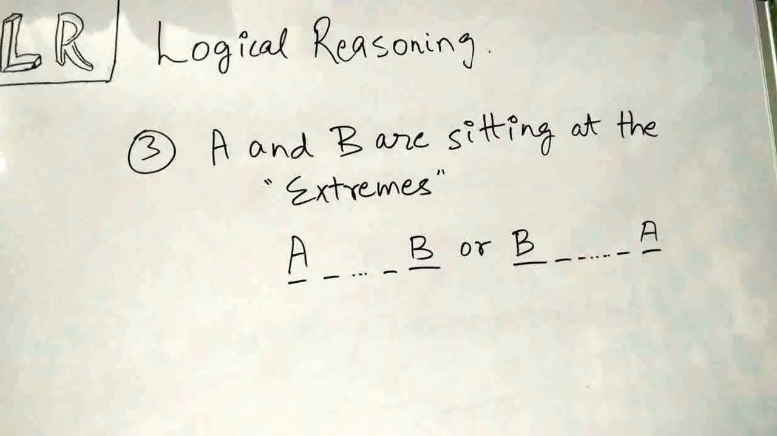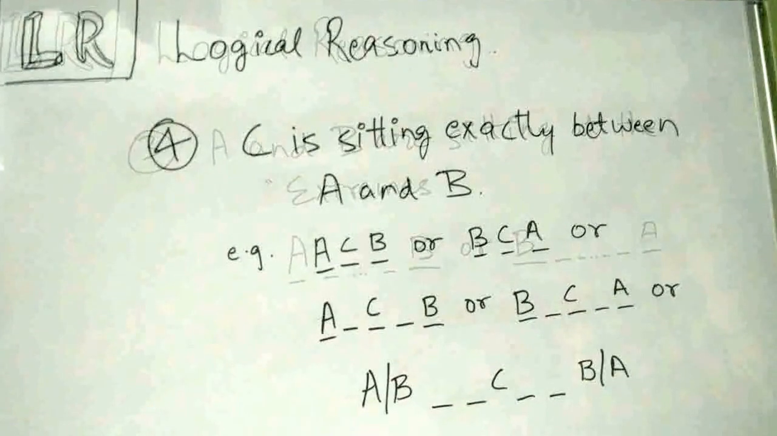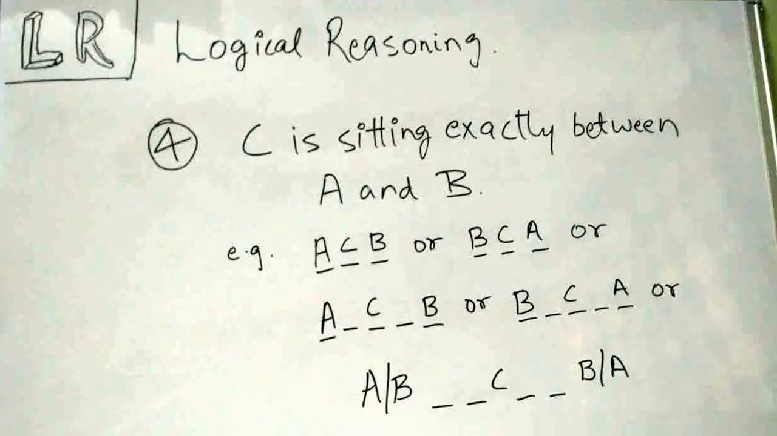Alright. Now let's move on to the next case where we say C is sitting exactly between A and B. This can mean a few things. In this case, we have three cases. For example, where we're still not sure about the position of A and B, we'll mark it A slash B. So it can be A or B, then C sits, and then it could be the other person of A and B. So if in one case it's A C B, then B C A is also a valid case.